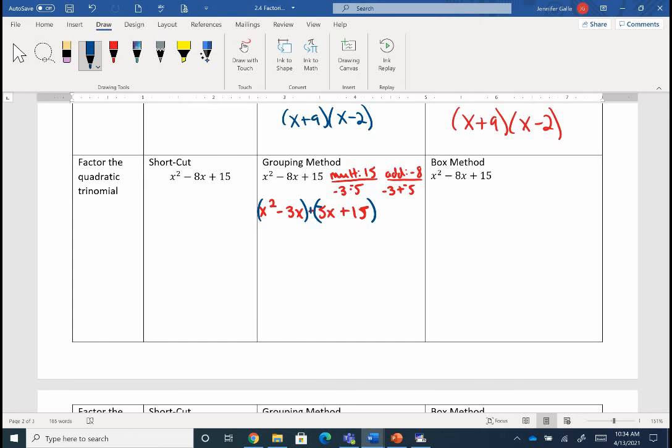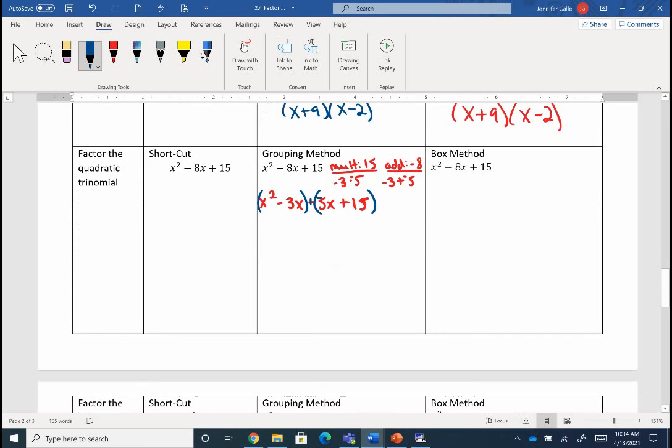So when I factor out of the first one, I have an x in common. Take the x out, I'm left with just x minus 3. Now, when I look at my second set, I have to divide by a number that's going to give me another x minus 3. Our parentheses have to match. So if I just divide this second set by 5, I'm going to end up with -x plus 3. I don't match.